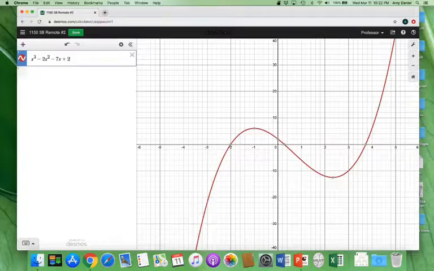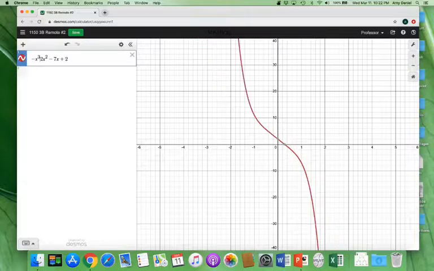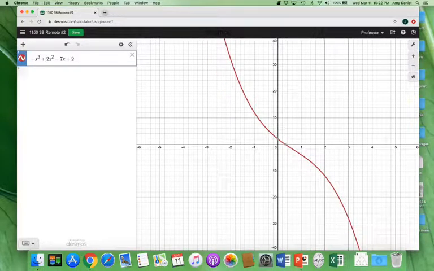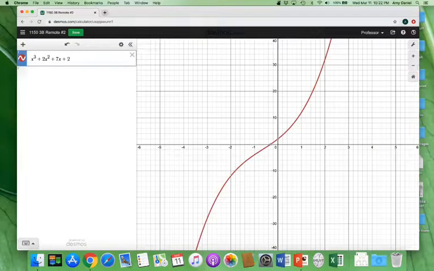And if I change that to a negative out front, that definitely changes the shape of the graph, right? But it doesn't matter what I do over here. Putting different lower powered terms in there changes the wiggling, but it just really matters what the degree is, that it's a cubic, and whether the lead coefficient is positive or negative.